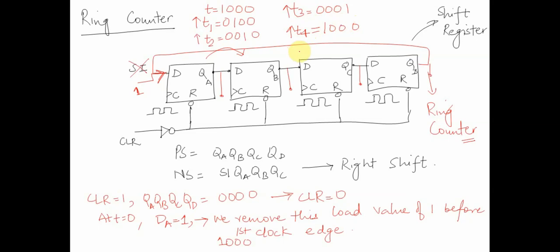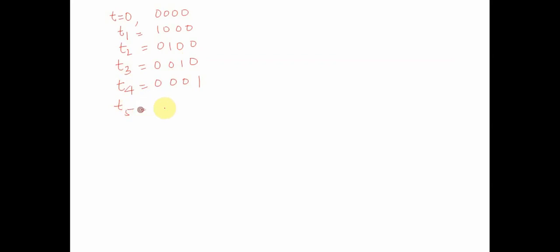Right? So basically what happened over here is, if we try to draw a circuit diagram for this, at t equal to 0, our output was everything we set to clear. At t1, we had 1 0 0. At t2, we had a right shift of this one. At t3, we had one more right shift. And at t5, it became again one came in the beginning.